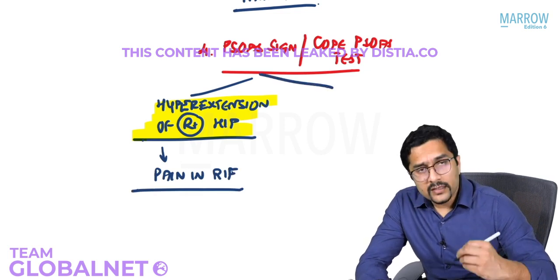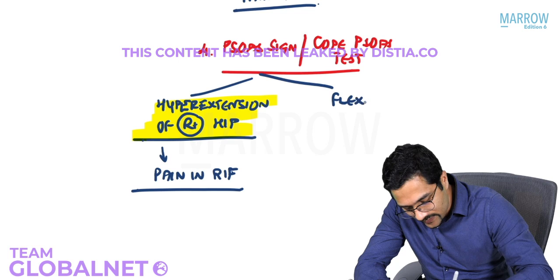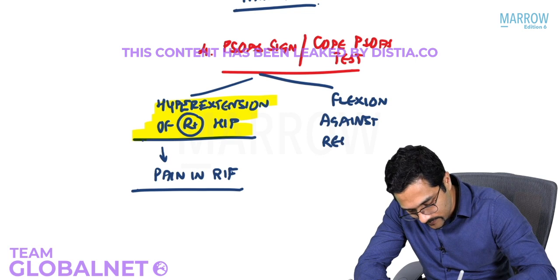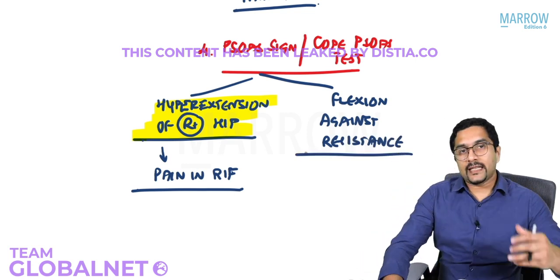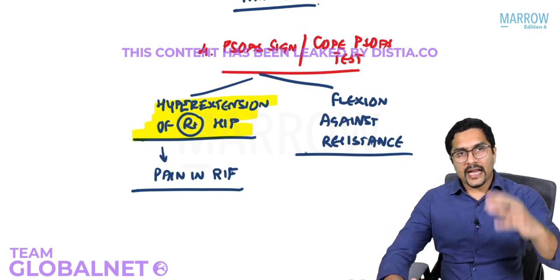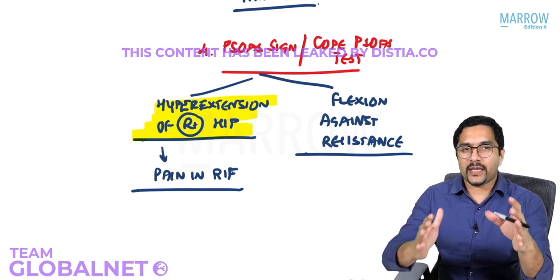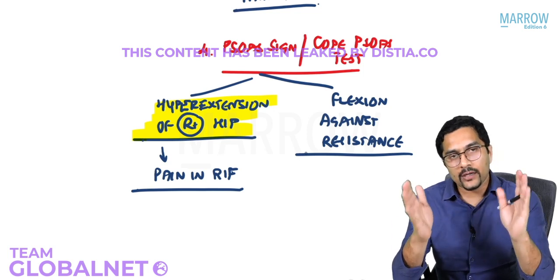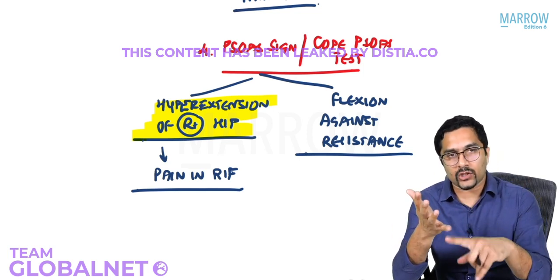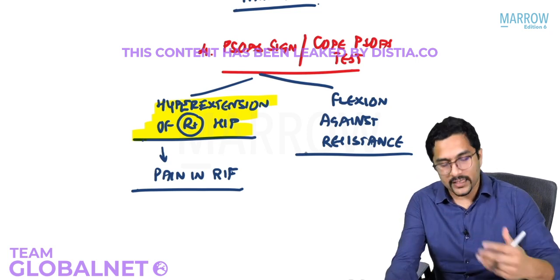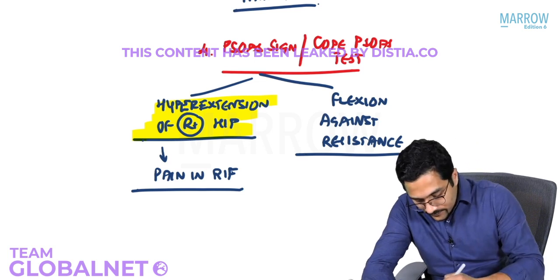The other one is flexion against resistance. So these can elicit pain in the right iliac fossa, and this is the psoas sign or the Cope psoas test. I have shown a small clipping where I've demonstrated the surface marking of McBurney's point, and also I've demonstrated Rovsing sign, psoas sign, and the obturator sign. So that video will follow once I've described these signs.